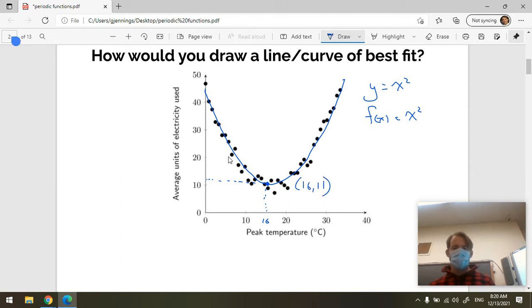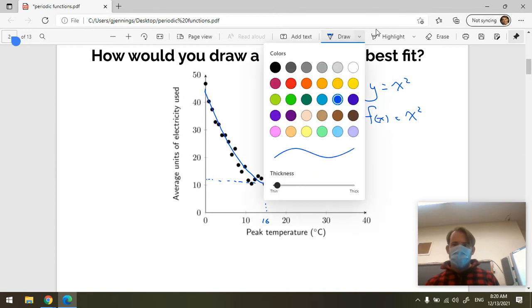And so I want some transformation that's going to move that over to the right and move the vertex up, because for y equals x squared, that vertex would be here. Okay? But actually, let's draw our parent function in a different color here.